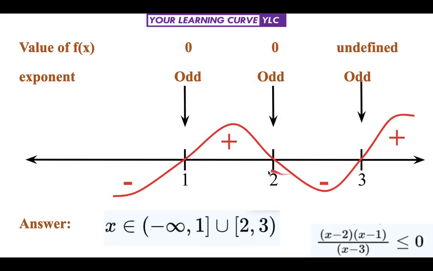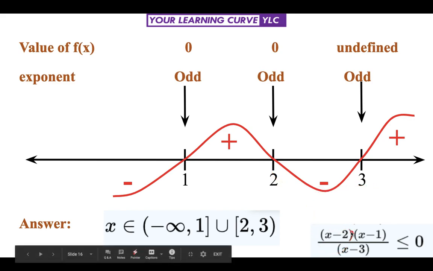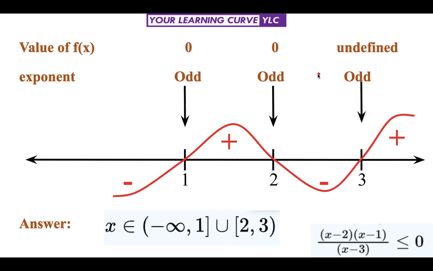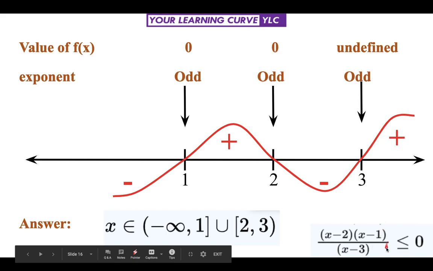So what we do, we plot the numbers 1, 2, 3, and we see that all the factors x minus 2, x minus 1, x minus 3 have odd powers. So we'll write odd, odd, odd. At 2 the function is 0, at 1 the function is 0, the numerator is becoming 0, and at 3 the function is still undefined. You observe that this is the same expression, except the powers, which we discussed in our earlier example. So let's write the answer. We need this expression to be less than or equal to 0.